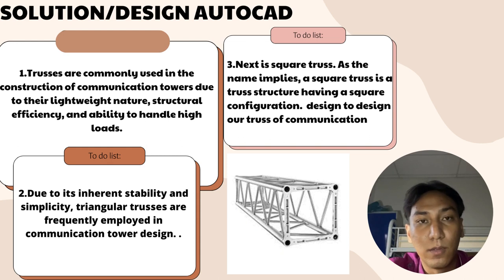The theory of the project: trusses are commonly used in the construction of communication towers due to their lightweight nature, structural efficiency, and ability to handle high loads. Secondly, due to its inherent stability and simplicity, triangular trusses are frequently employed in communication tower design. And lastly, next is the square truss. As the name implies, a square truss is a truss structure having a square configuration, designed for communication towers.